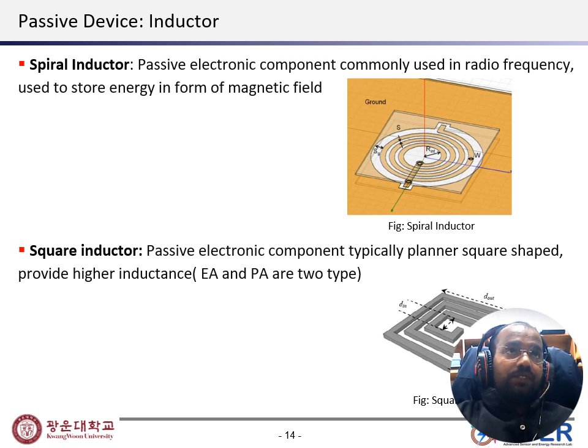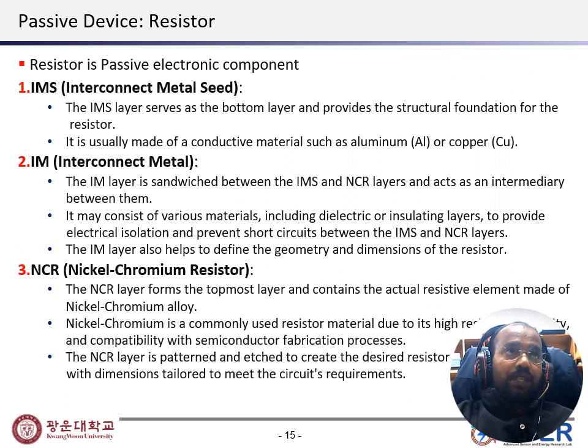The spiral inductor is a component commonly used in radio frequency to store energy in the form of a magnetic field, whereas the square inductor, a passive device component typically planar and square shaped, provides higher inductance. There are two types of square inductor, PA and P. Another passive device is the resistor.